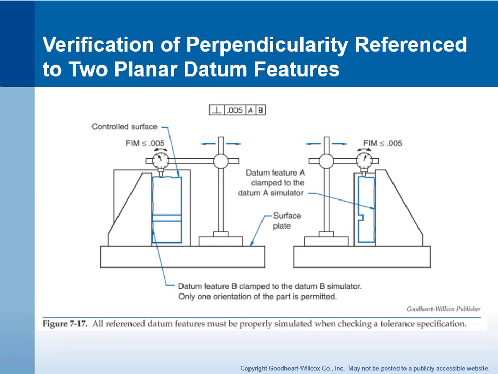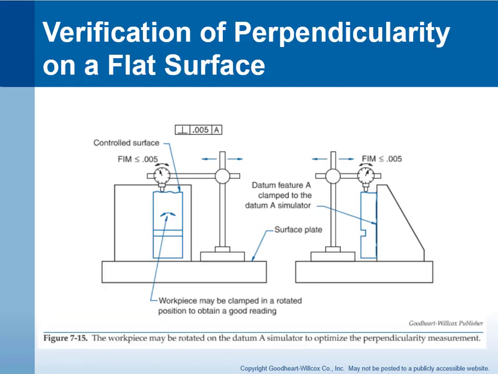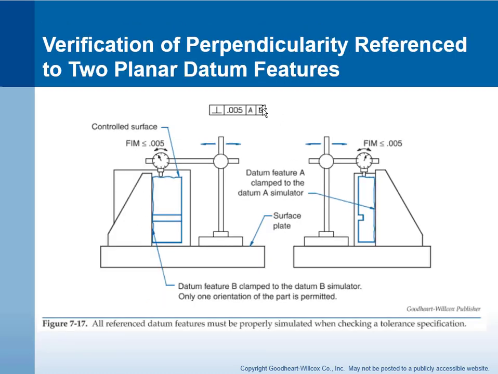So that's the difference between a one datum and a two datum. If we compare this slide with the one datum slide, this is the one datum. We don't have the simulator picking up datum B. When we jump over to this slide here, we have datum B, and then we have a simulator picking up the datum B surface. That is the difference between one datum and two datum.